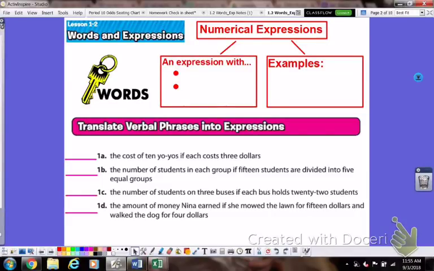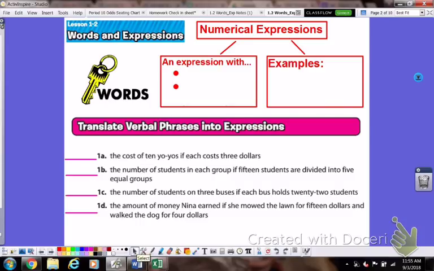Here we go with Chapter 1, Lesson 2, Words and Expressions. Today we're going to be taking some phrases and sentences and turning them into expressions, as well as looking at expressions and thinking about what the words would be. And eventually we will be evaluating expressions.